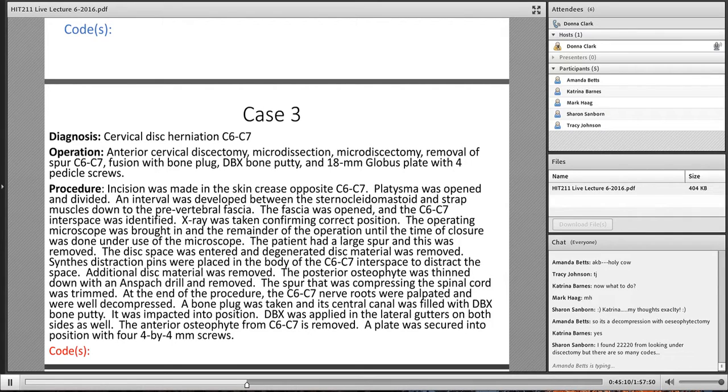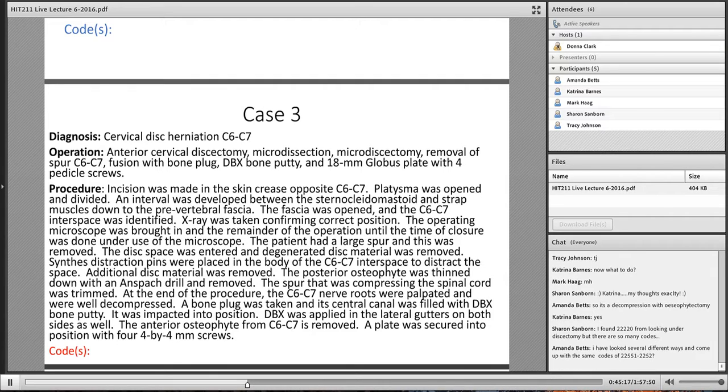And then you're going to pay attention to what approach and what technique they used, and what type of procedure was performed for the decompression. The discectomy was performed. So when you find your codes, you have to look them up. So what we have, Sharon said 22220. You are getting somewhere close, I would say.